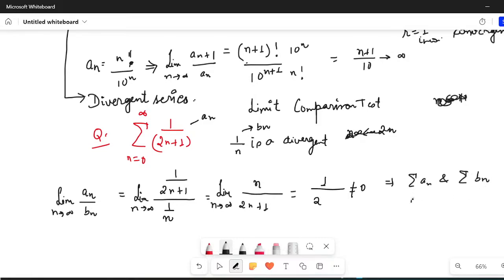And I know that summation 1 upon n is divergent. Since summation 1 upon n is divergent, it implies that summation 1 upon (2n+1) is also divergent.